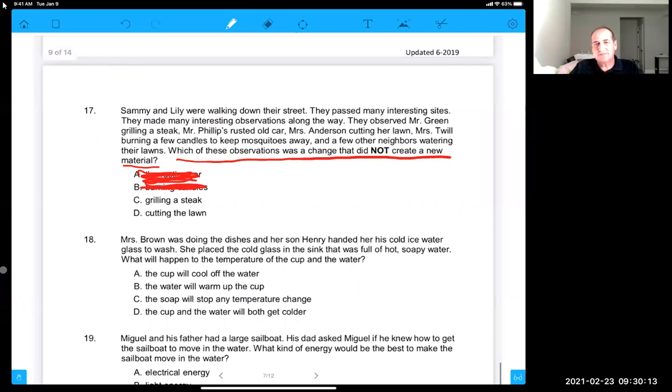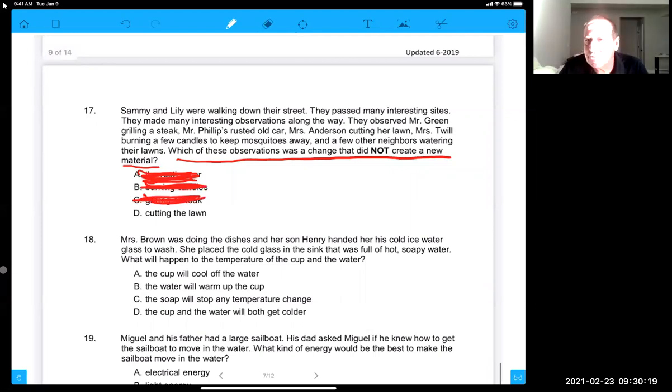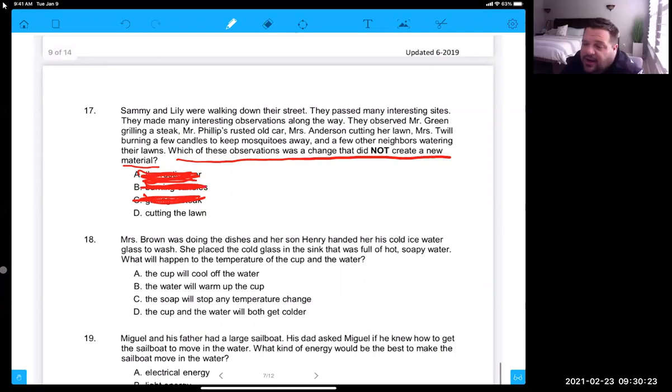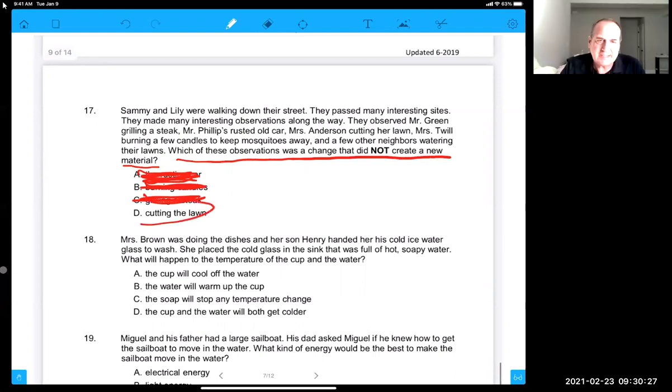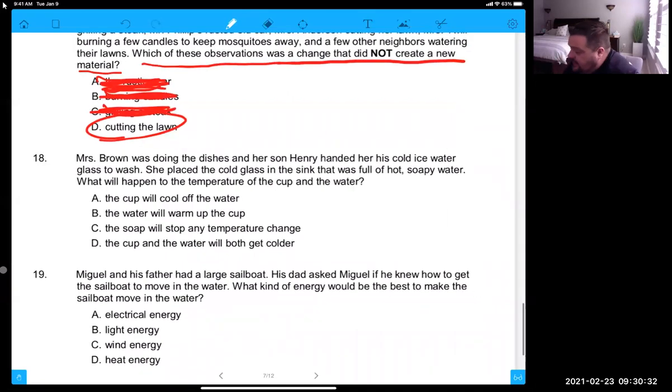Yep, it's cooked. Now, if you cut the grass, there's still going to be the same amount of grass, right? Yeah, it's still grass, just cut up. That didn't create any new material. The same amount of grass is still there. It's just cut up. So your answer would be D. All right, let's go on to number 18.